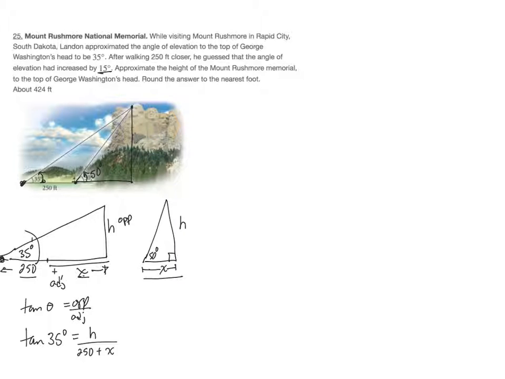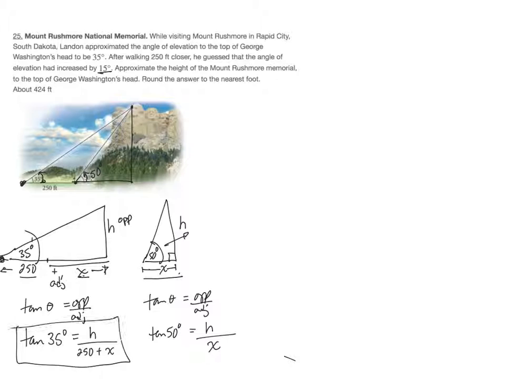Now the little triangle, I'll do the same thing. Again, if this is my angle, this side is opposite and this side is adjacent, so I'll use tan again. Tan theta equals opposite over adjacent. So tan of 50 equals the opposite side, h, over the adjacent side, x. Now I've got two equations that both have the same variables, an h and an x. If I can solve for one of them, then I can solve for the other. So let's solve both of these equations for h.